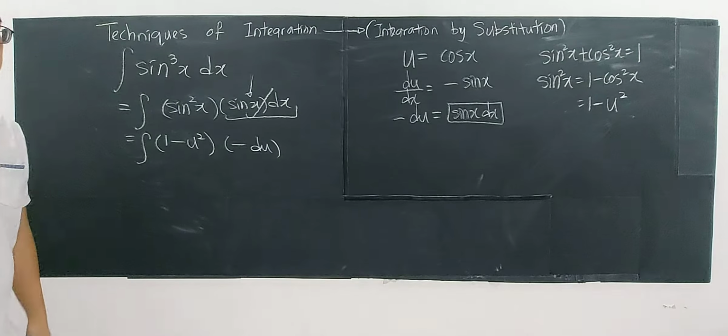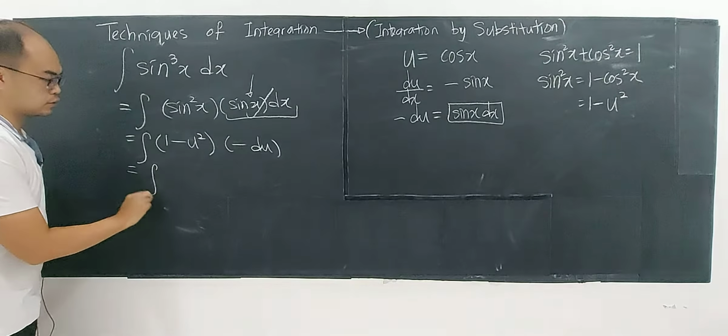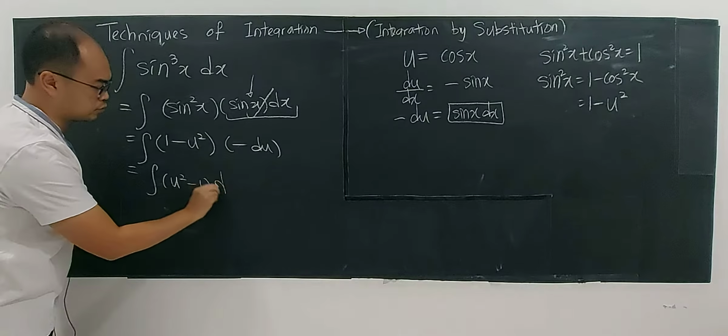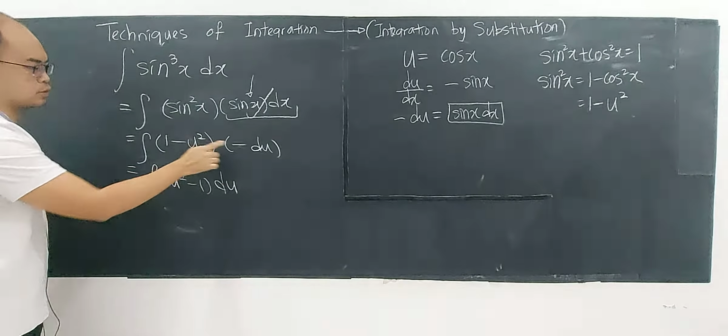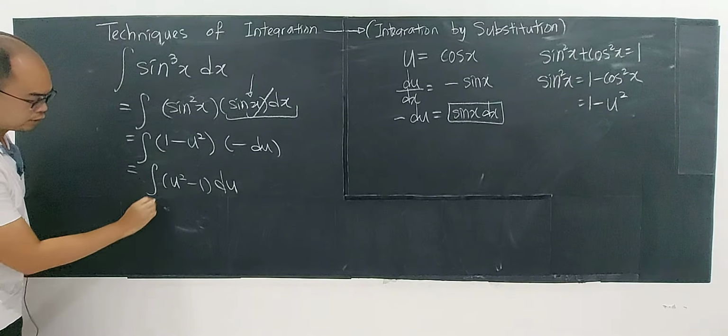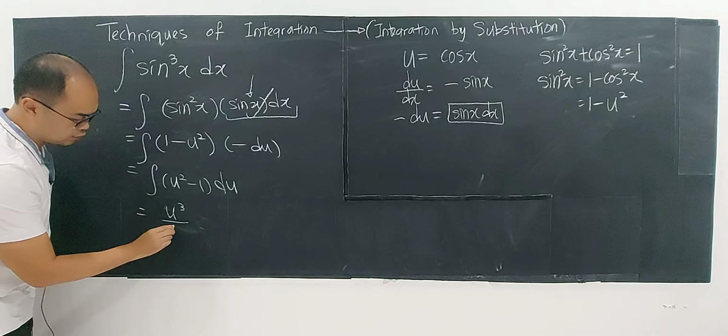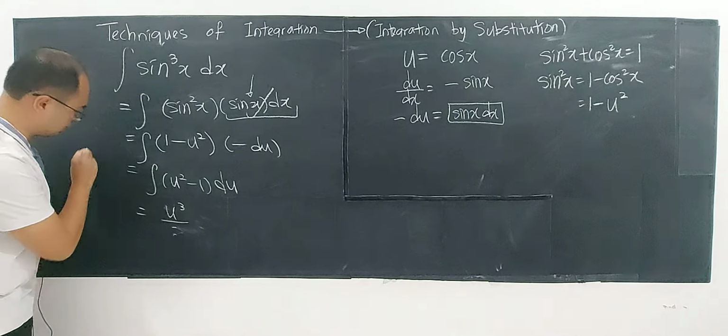So now you can see that it can be easily integrated. The negative can be multiplied into the bracket, you have u square minus 1 du, right? Negative, positive, negative 1. So integrating u square, you have u to the power of 3 divided by 3, right?